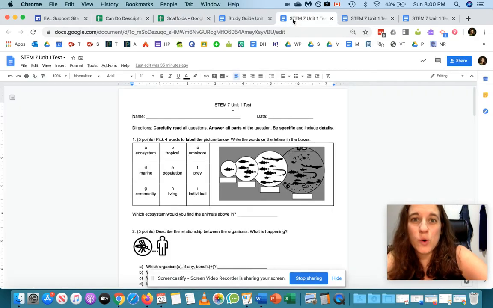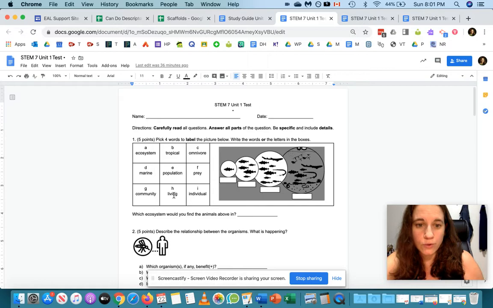Okay, so let's take a look at the Unit 1 test, or sorry, this is all Unit 1 for the 1 dot. Okay, so for the first one, we wanted to test their knowledge of individual, community, population, and ecosystem. So we've given them a word bank, including those words, as well as other words that they've learned in this unit.